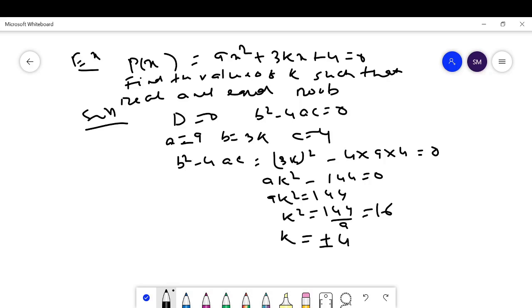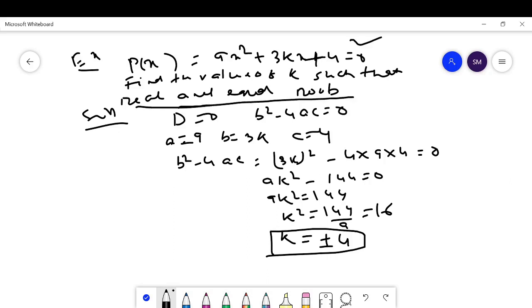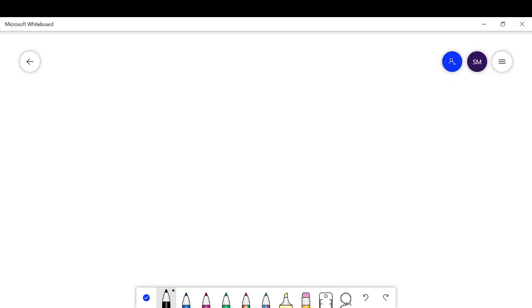For the value of k equal to plus or minus 4, putting the value of k either plus 4 or minus 4, we get from these equations two real and equal roots. Then next question. I have already told you, please practice a variety of questions.